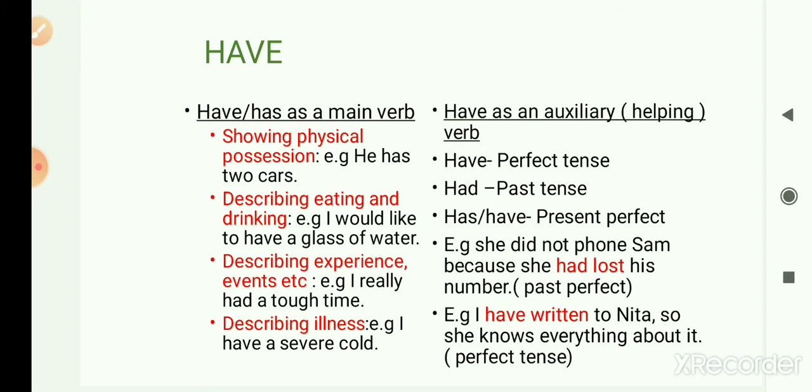On the other hand, have as an auxiliary or helping verb. Have acts in the perfect tense. Had acts in the past tense. We use have in the perfect tense, whereas we use had in the past perfect. Have and has we can use both in the present perfect. Few examples: She did not phone Sam because she had lost his number. It is past perfect. I have written to Nita, so she knows everything about it. This is present perfect tense.